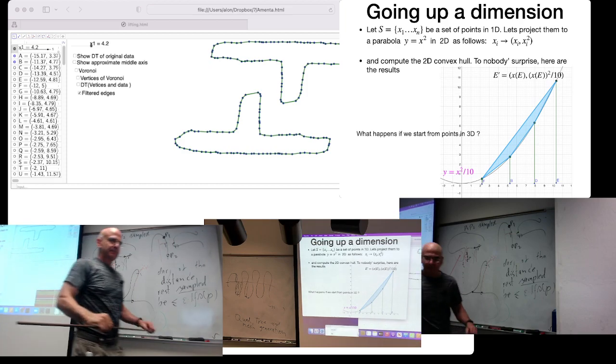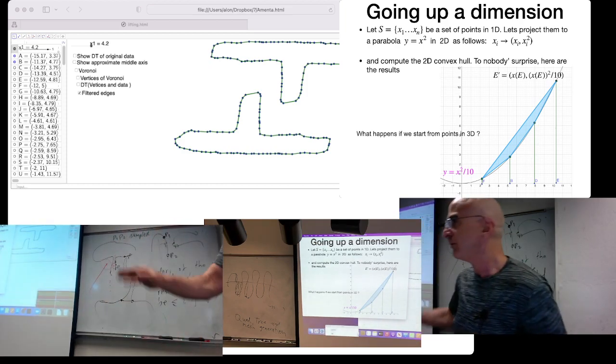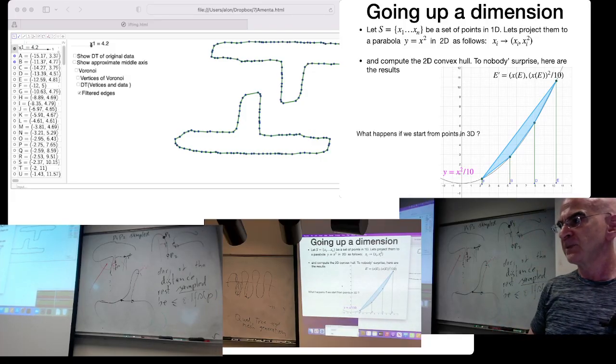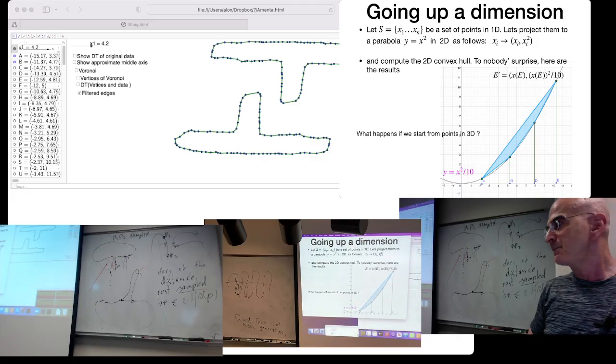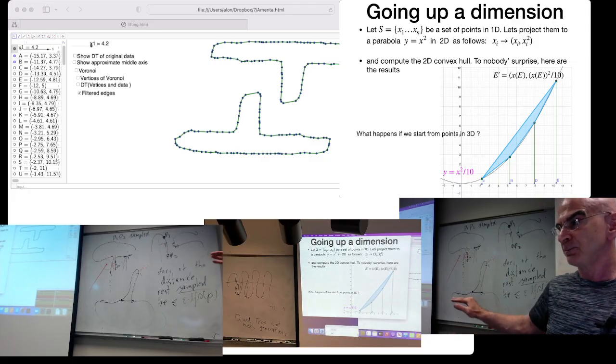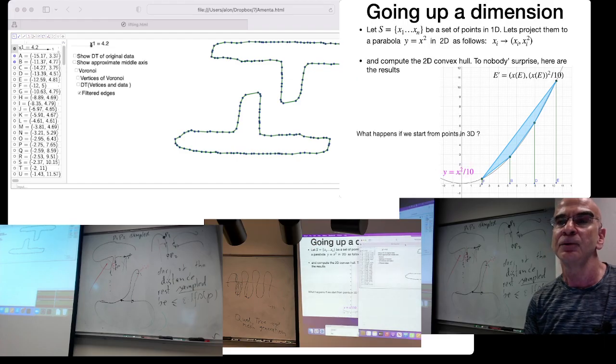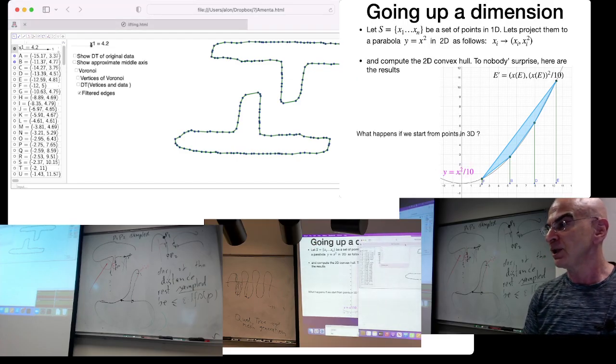Everybody with me? Nobody understands why I am telling you all of it, but everybody at least understands what I want to say in 2D. That is, when my original points are in 1D, the convex hull captures the neighboring relationship of the points in 1D. And the question here is, what happens to the neighboring relationship when I move to points in 2D?